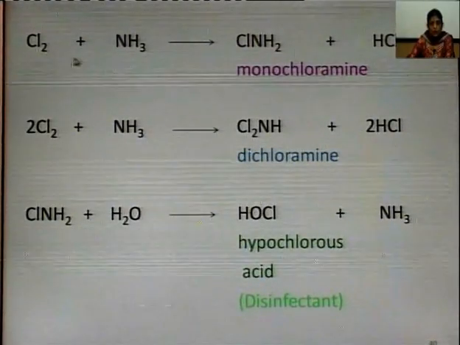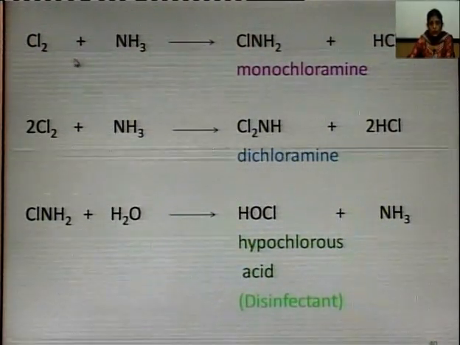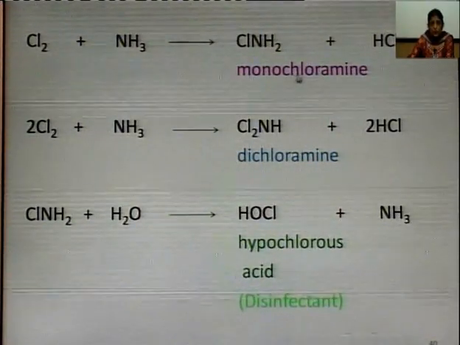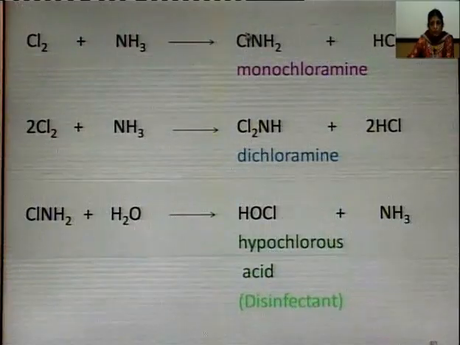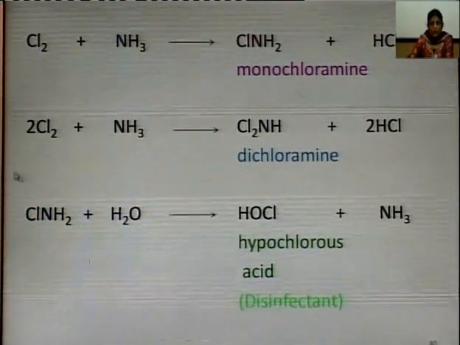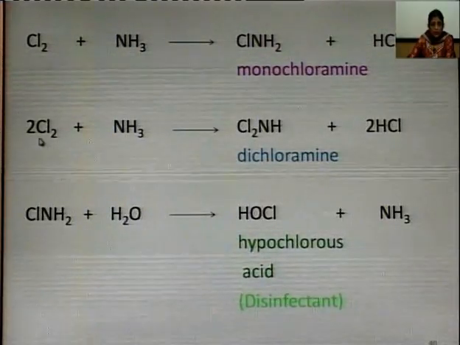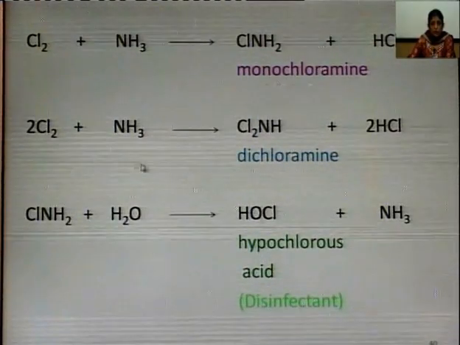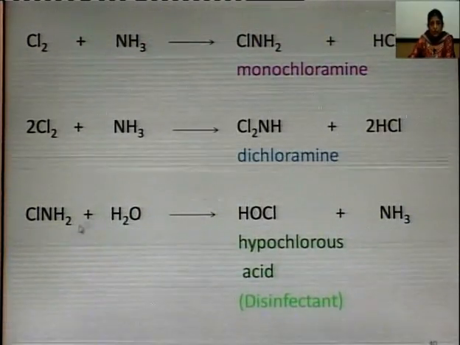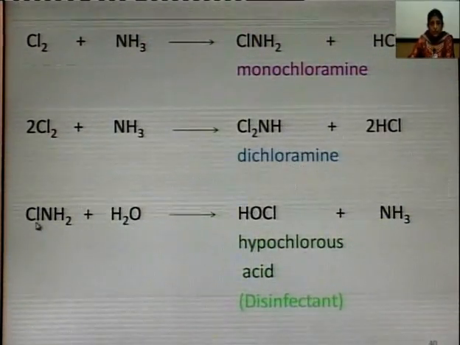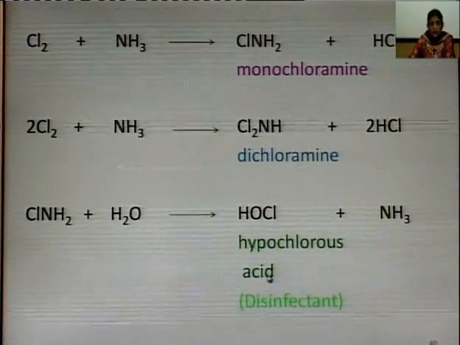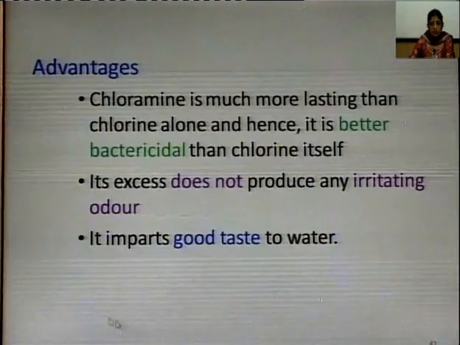So, chlorine and ammonia are mixed in the ratio of 2:1, giving ClNH2, monochloramine. So, we have only one chlorine atom. This is called monochloramine, and if excess of chlorine is used, then we can get dichloramine, Cl2NH. So, these chloramines react with water and form hypochlorous acid, which is a disinfectant.